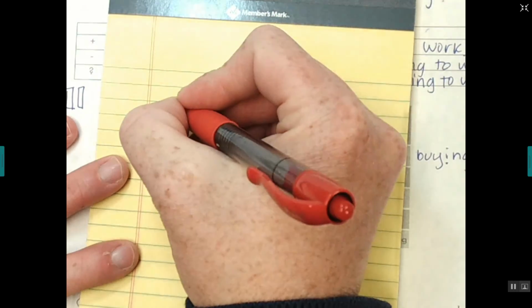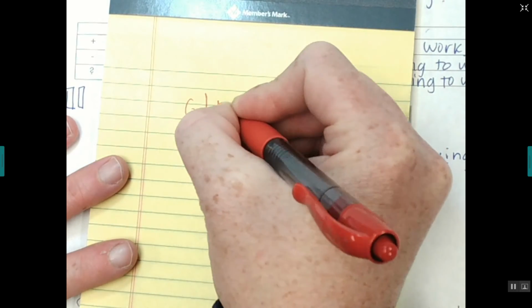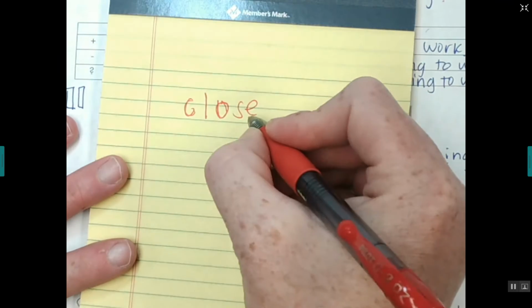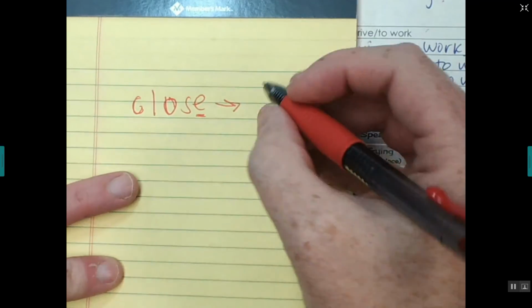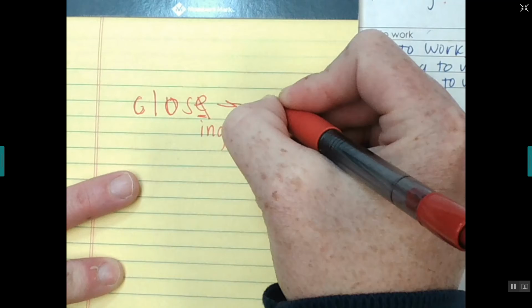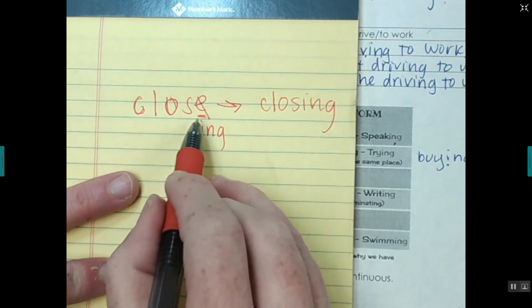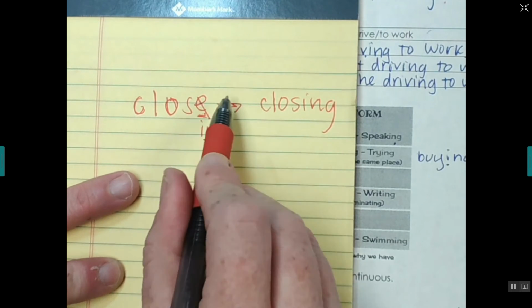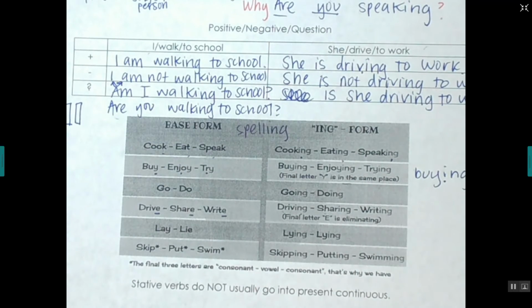Okay. So look at close. C-L-O-S-E. It ends in an E. So when we make it ing, we're gonna take off the E and then add the ing. So it becomes closing. Okay? So if the verb ends in an E, you need to take off the E and then add ing. Alright, so that's a big one.